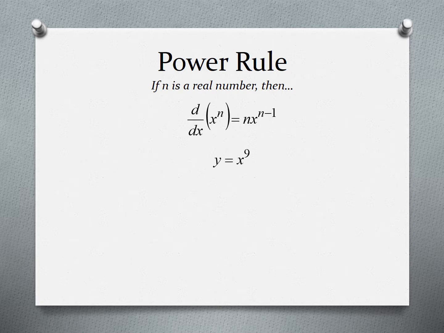So if I have my equation here, y is equal to x raised to the 9th, and I differentiate, this is essentially notation to guide us and tell us what we're doing. Then the derivative of this equation becomes 9 times x raised to the 8th power.